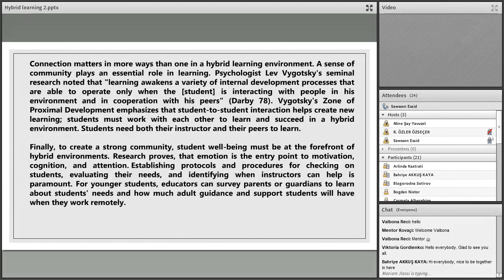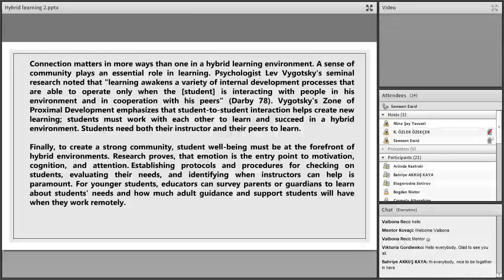Now, of course, when I say the class community, it's a sense of connection, which matters a lot. And here we are referring to Vygotsky's zone of proximal development, which says that student-to-student interaction, this community, this connection, these relationships help create new learning, and students must work with each other to learn and succeed in a hybrid environment. They need both their instructor and their peers to learn.